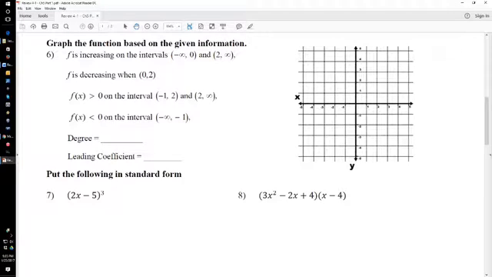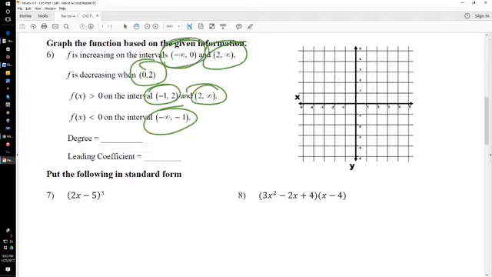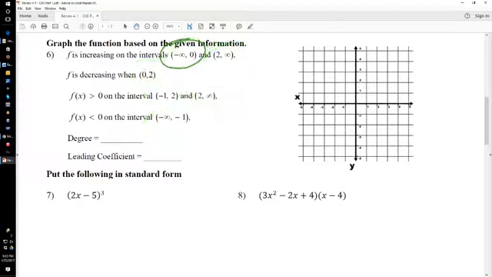Okay, number 6 says graph the function based upon the given information. So we're giving you intervals. Remember, all of these are not points. These are intervals. So from negative infinity to 0, 2 to infinity, 0 to 2. They are not points on the graph. They just happen to be not included versus the brackets, which are included, if that helps you remember.